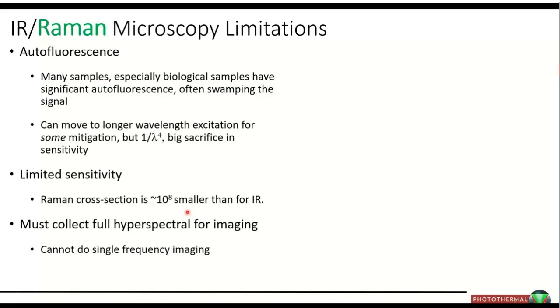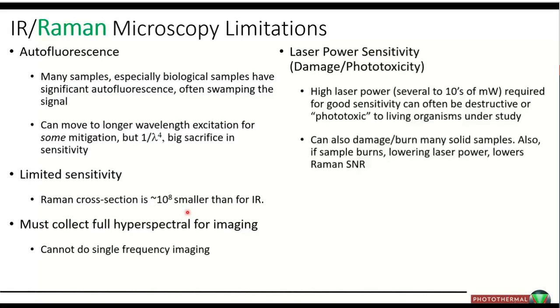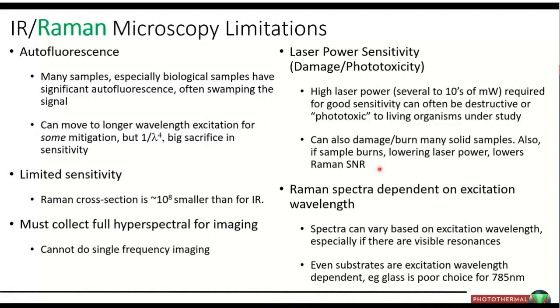Raman can't do single frequency imaging. You must collect the full hyperspectral cube, and more on that later. If you're dealing with sensitive materials, it could be live cells, or dark materials, or otherwise materials that are just sensitive to high levels of light, you can easily burn and damage your sample in an attempt to get better signal to noise. It's a fine balance between good signal to noise and too much laser power damaging your sample. And of course, the Raman spectra can depend heavily on the excitation wavelength, especially if there are some visible resonances, or 785, for example, is not a good choice with glass substrates.